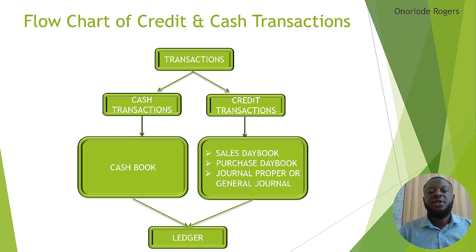Then the credit transactions go through either the sales day book, purchase day book, journal proper, or general journal. Then from there they flow to the ledger. They all end up in the ledger. Just note that cash transactions and credit transactions must not go through the same book.